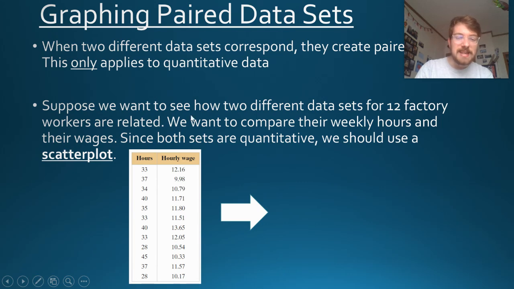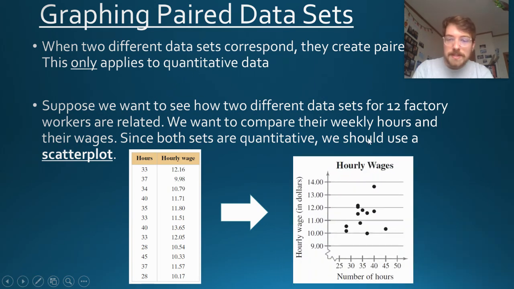If you see something like this, the best possible way that you want to graph it, if they're both quantitative like this, is going to be with a scatter plot like this. So it's just a little graph with just a smattering of dots everywhere. Every little row on this table represents one of our workers. So one person filled out this survey, they work 33 hours and they make 1216. Another person said, I work 37 hours and I make 998. And they graphed all of those little pairs on there.